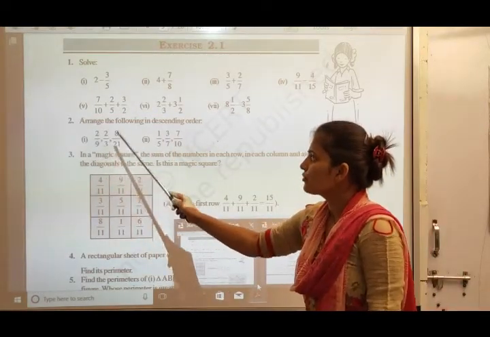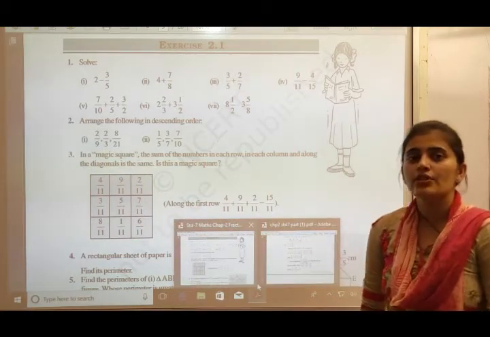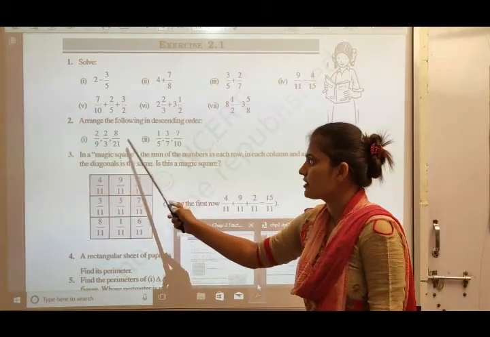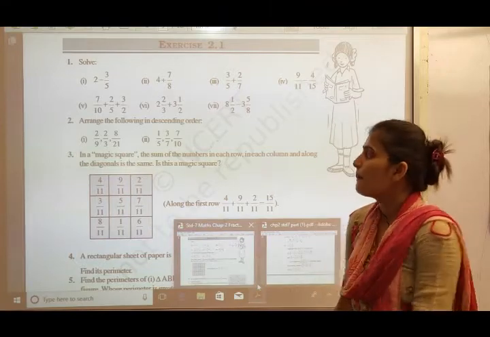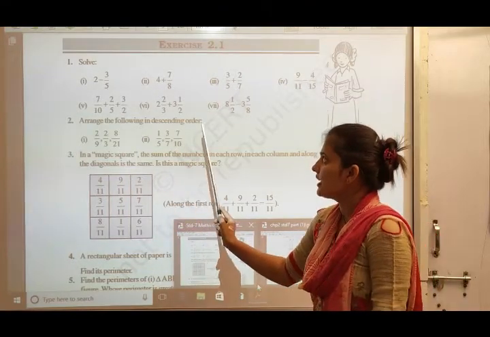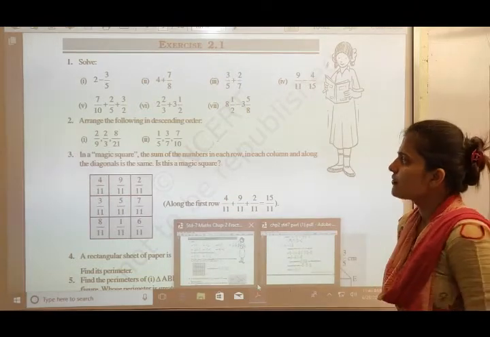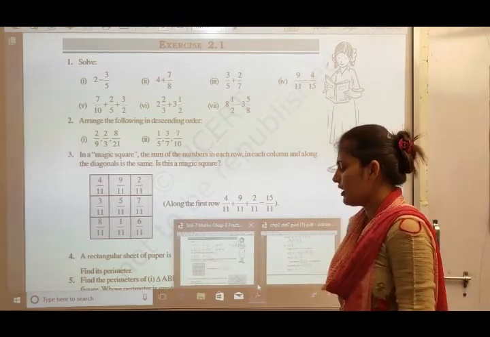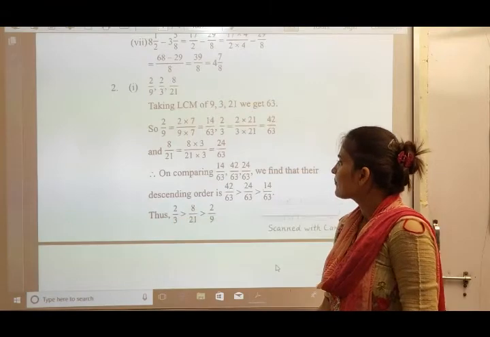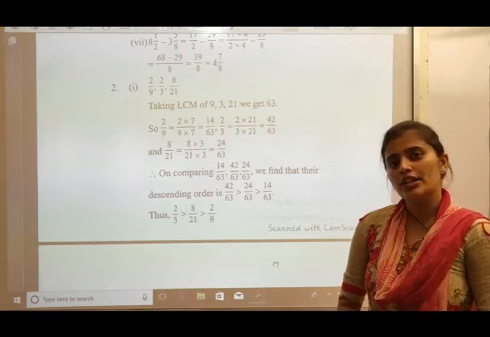2 by 9, 2 by 3, 8 by 21. Here you can see 3 different fractions are given. They are simple fractions, but for arranging them in descending order, we have to first make the denominators the same. So for making the denominators the same, what do we have to do? We have to simply take the LCM of the denominators.